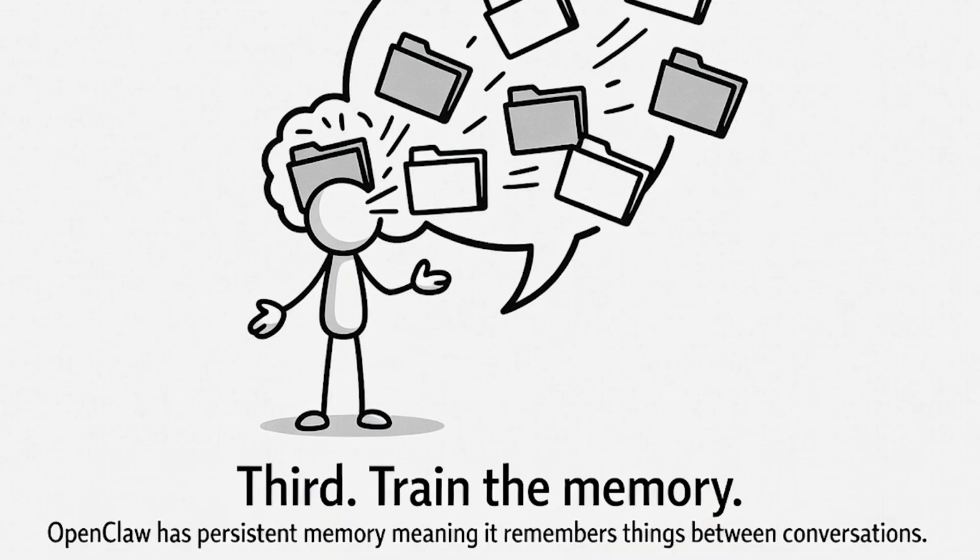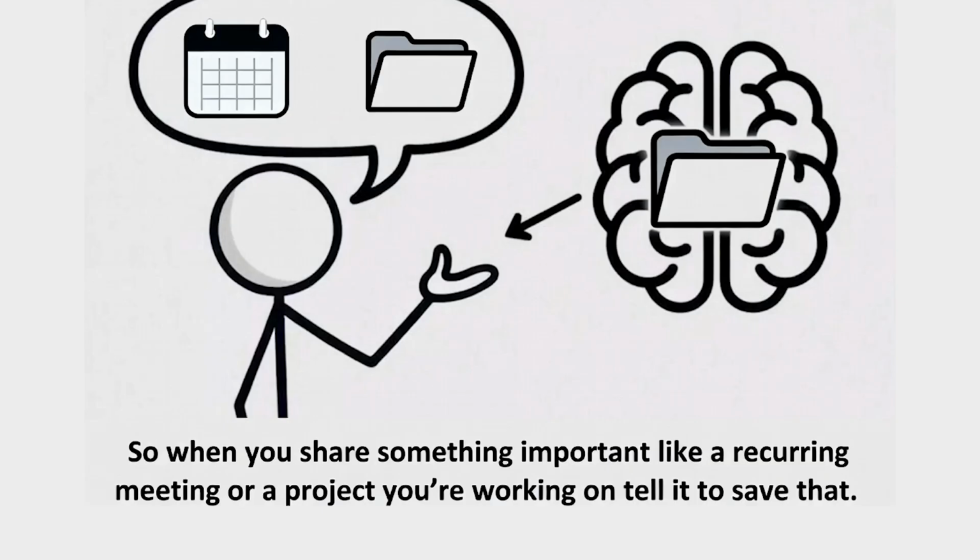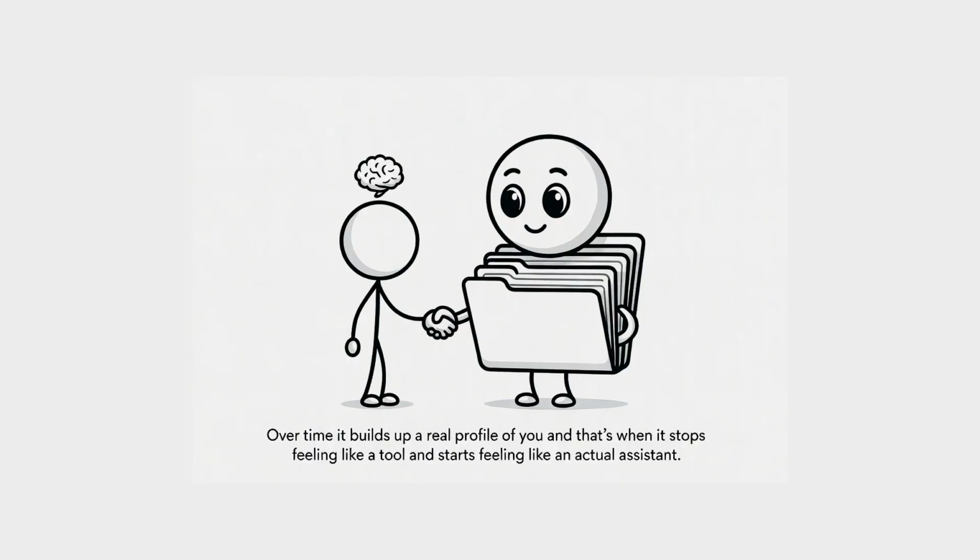Third, train the memory. OpenClaw has persistent memory, meaning it remembers things between conversations, but it only remembers what you tell it to store. So when you share something important, like a recurring meeting or a project you're working on, tell it to save that. Over time, it builds up a real profile of you. And that's when it stops feeling like a tool and starts feeling like an actual assistant.